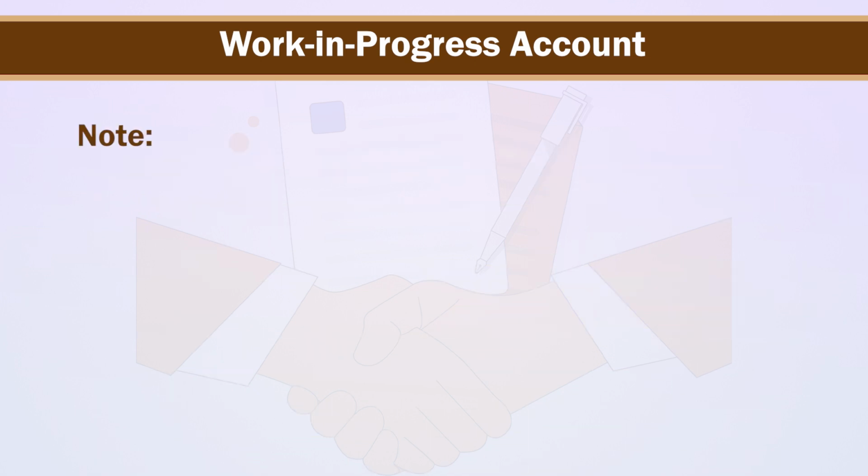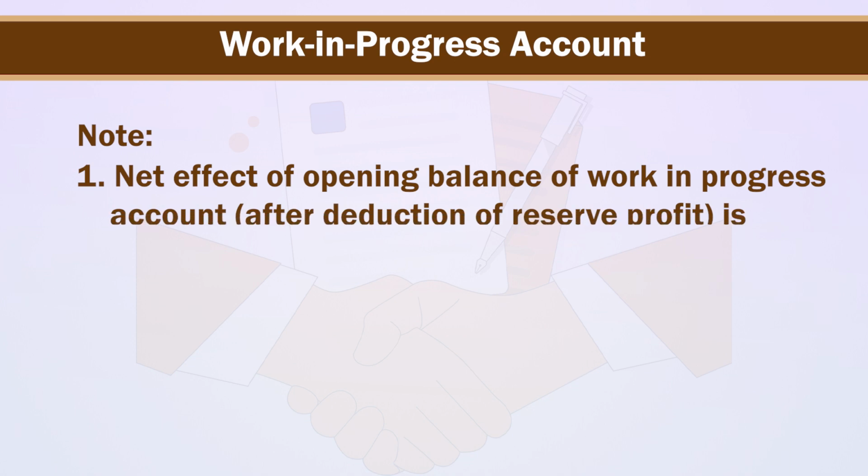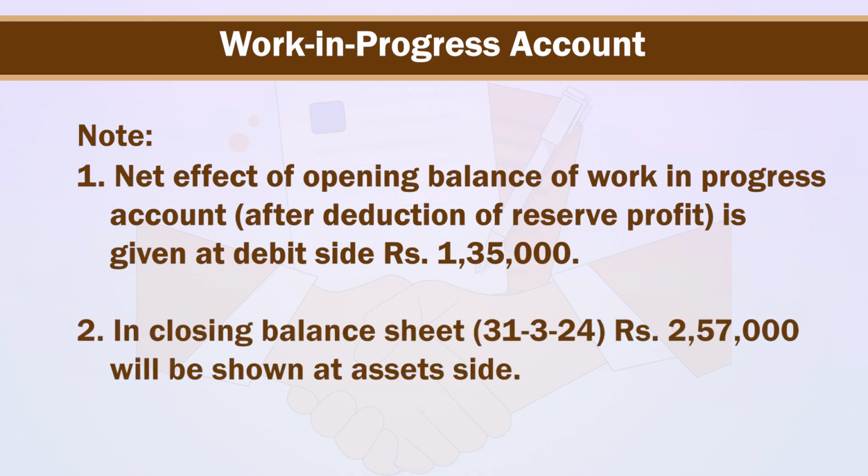Understand that first, net effect of opening balance of work in progress account after deduction of reserve profit is given at debit side of rupees 1,35,000, and second, in closing balance sheet as on 31st March 24, rupees 2,57,000 will be shown at asset side.